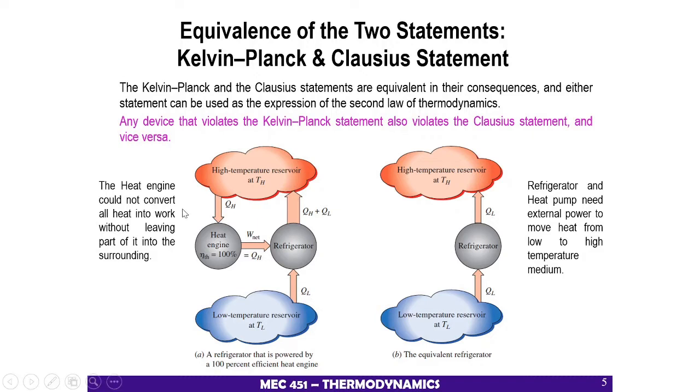So basically, a Kelvin-Planck heat engine cannot convert all heat into work without rejecting part of it to the surroundings. Whereas a refrigerator and heat pump need external power to move heat from low to high temperature. So this is the difference between the Kelvin-Planck and Clausius statements. Basically, currently no device violates these statements, I don't know about the future.